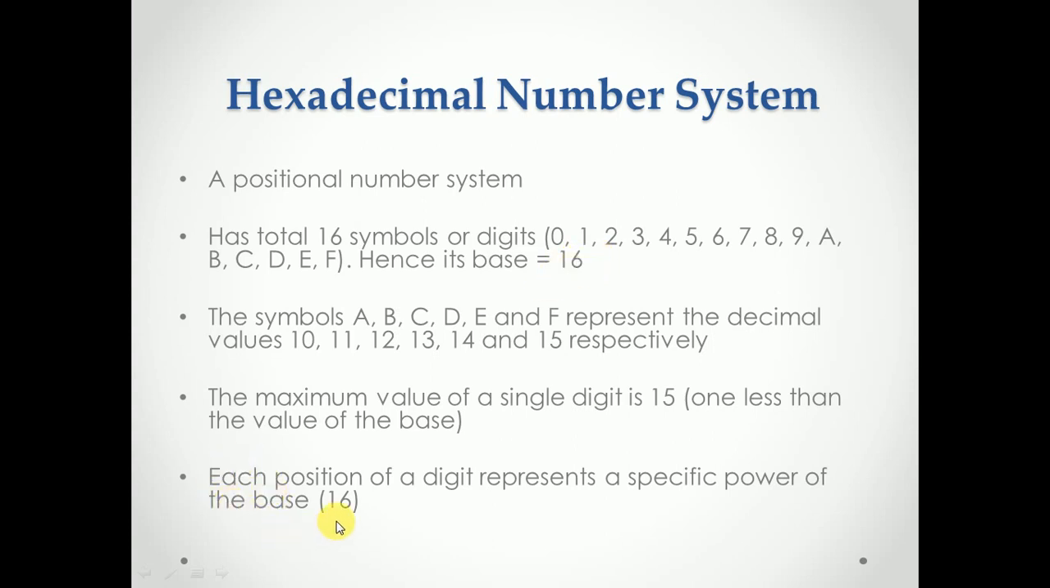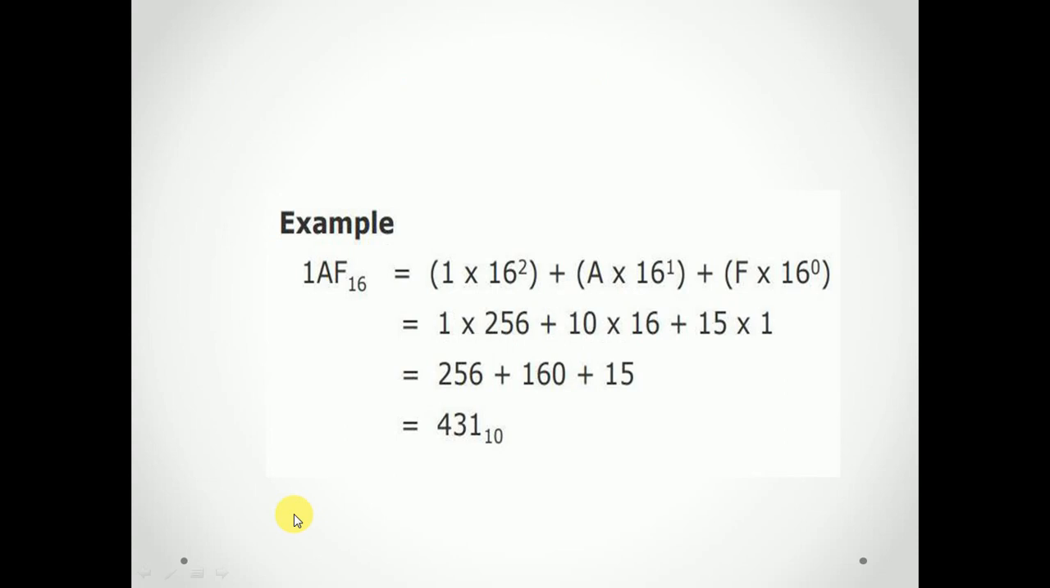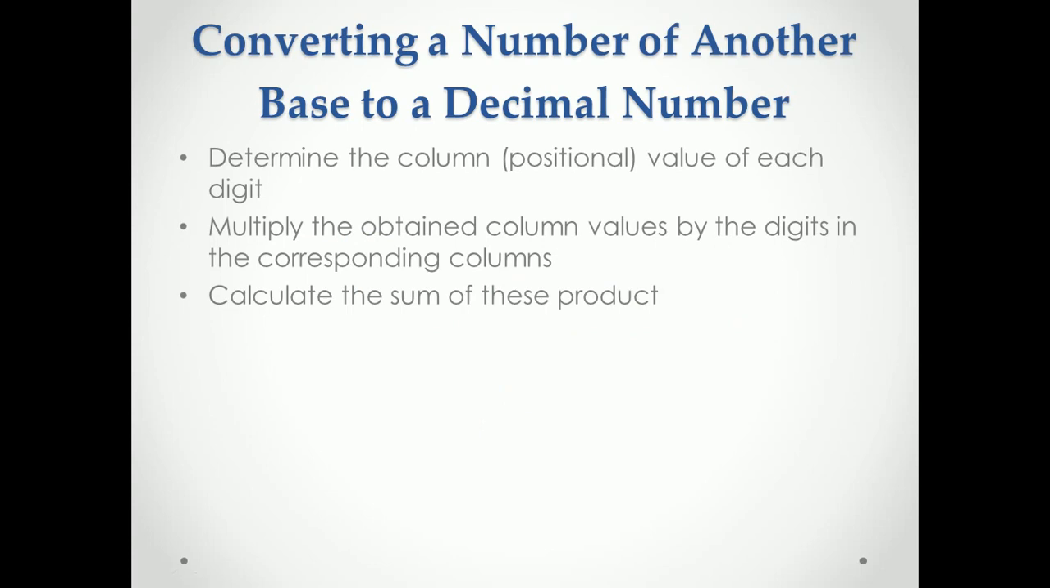Again, the same sentence is repeated: each position of a digit represents a specific power of the base 16. So this is how a hexadecimal number is written: 1AF to the base 16. It is converted into the decimal system. The conversion process we will do next week.